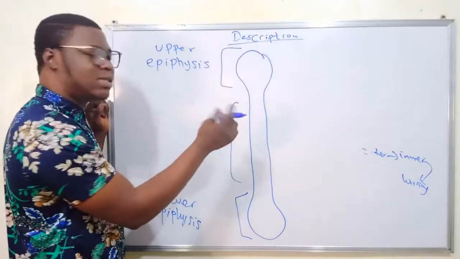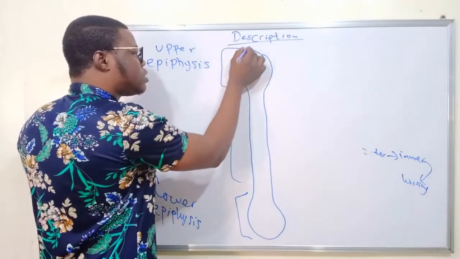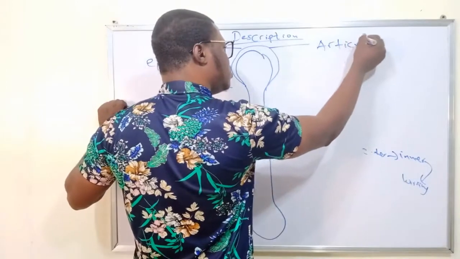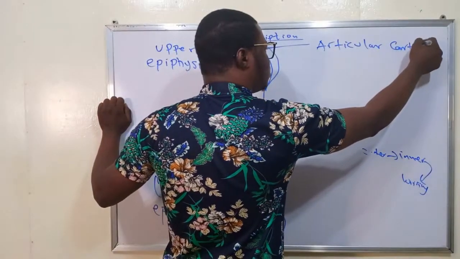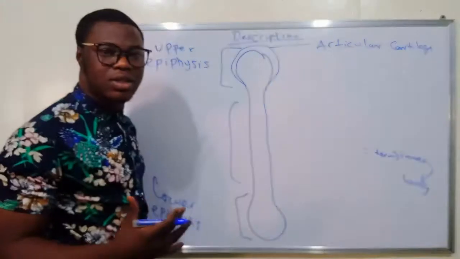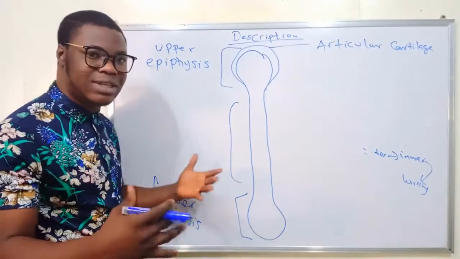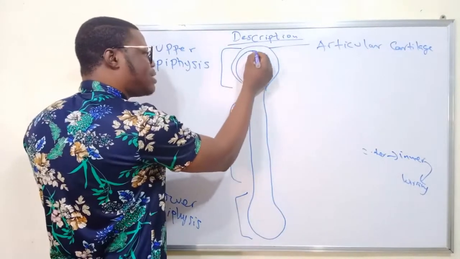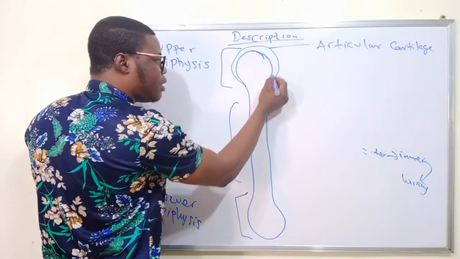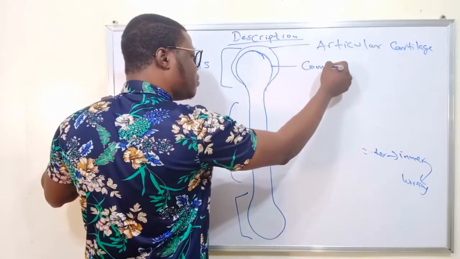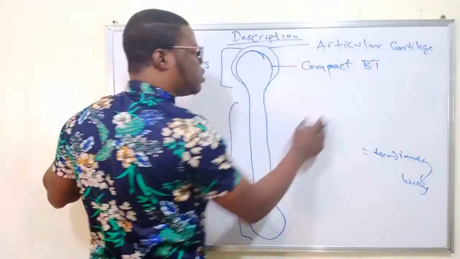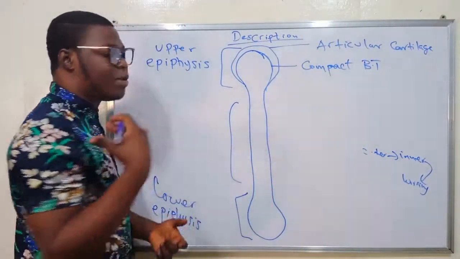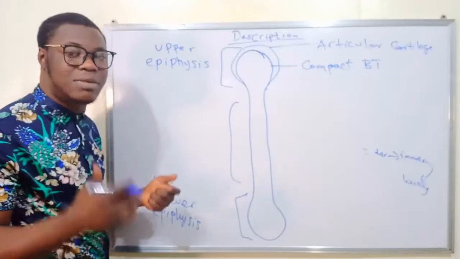Now, the upper epiphysis is covered by a type of cartilage called articular cartilage. It's a kind of hyaline cartilage, found mostly in joints. And it covers this upper extended end. This upper extended end is made up of a bone tissue called the compact bone tissue, which is smooth and hard. If you don't understand the meaning of compact bone tissue, just check out our previous video, which talks about the introduction to the skeletal system part 1.